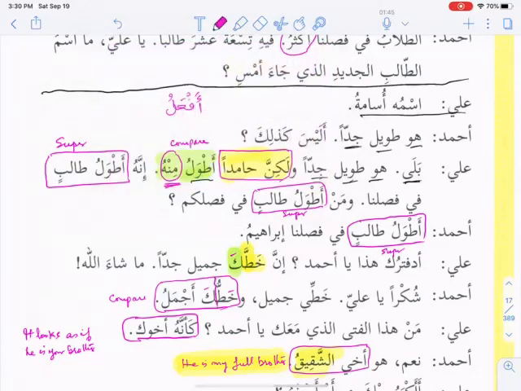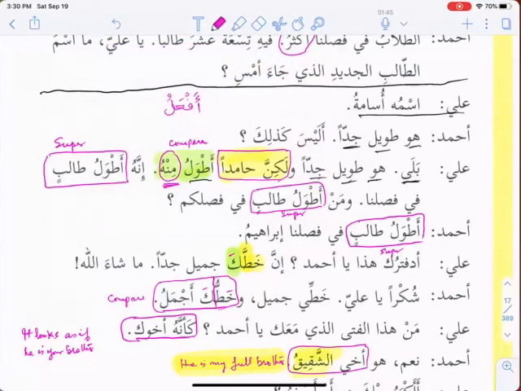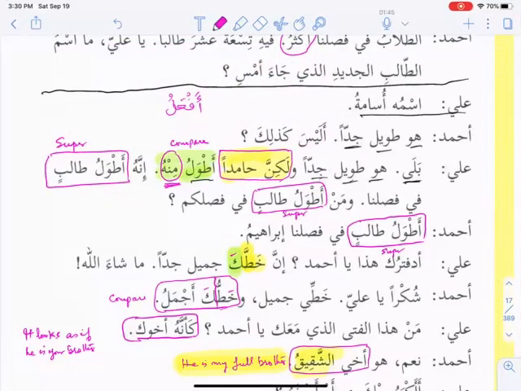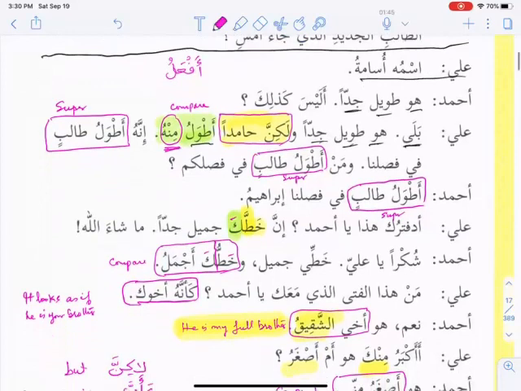This is your mubtada, and it is mudaf, ka is mudaf ilayh, ajmalu is your khabar. من هذا الفتى الذي معك يا أحمد كأنه أخوك. It looks as if he's your brother. كأن من أخواتِ إنّ. Who is اسم كأن? And where is the khabar of كأن? Be careful, my brothers. Where is the khabar of كأن? Only أخو. وهو مضاف. And then this is mudaf ilayh.